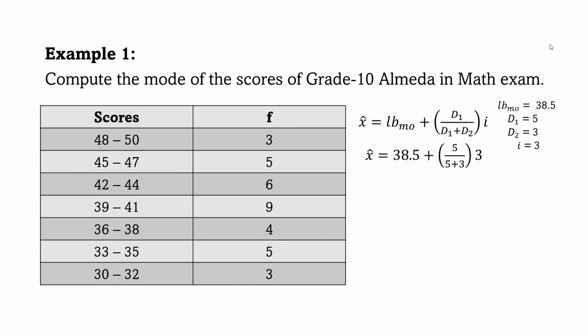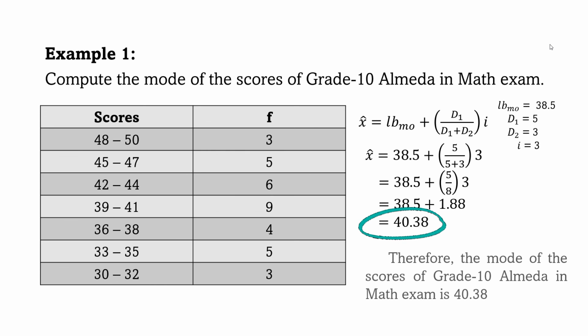So, let's add the D1 and D2 first. So, 5 plus 3 is equal to 8. So, we have 38.5 plus 5 divided by 8 times 3. Now, let's divide 5 and 8 and multiply it by 3. So, the answer is 1.88. So, 38.5 plus 1.88, the answer is 40.38. Therefore, the mode of the scores of grade 10 Almeda in math exam is 40.38.